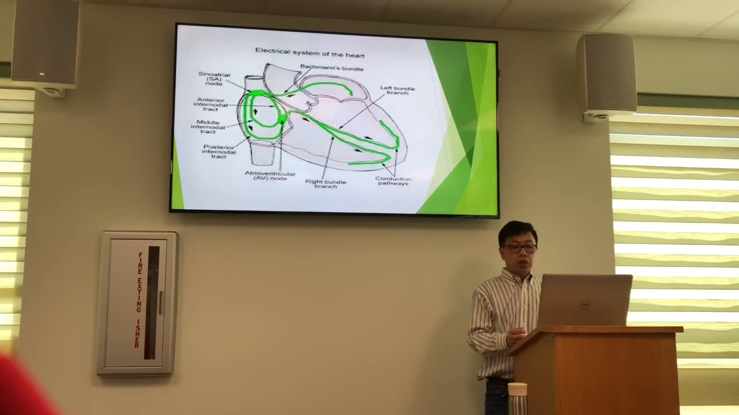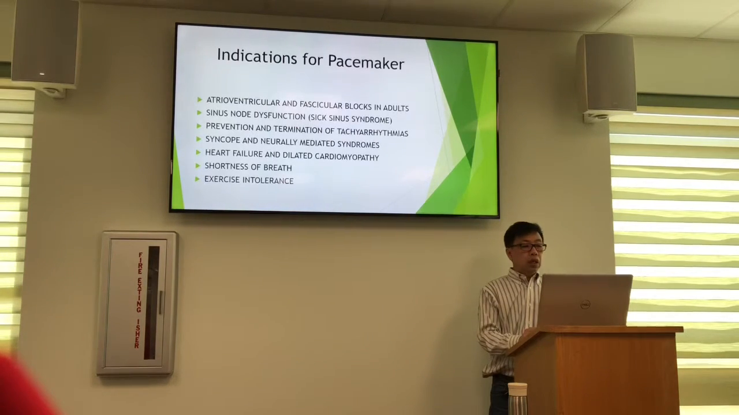The SA node is our natural pacemaker that starts a sequence by causing the atrial muscle to contract. From there, the signal travels to the AV node, through the bundle of His, down the bundle branches and through the Purkinje fibers, causing the ventricles to contract.